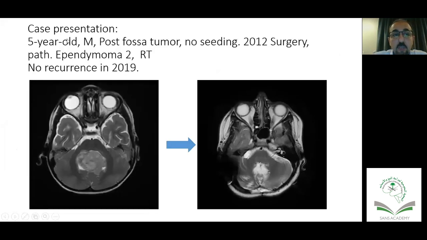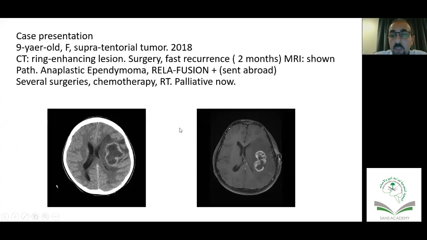An example of ependymoma: 5-year-old, no seeding, 2012, grade 2, radiotherapy, did well. Now this is another example, a 9-year-old girl that we had 2 years ago, presented with a supratentorial lesion. It looks like a GBM actually, ring enhancing, operated. Within 2 months, the tumor recurred very fast, and we did another surgery. The pathology came back anaplastic ependymoma, and we sent it abroad to get the RELA because we were reporting this case, and it was RELA fusion positive.